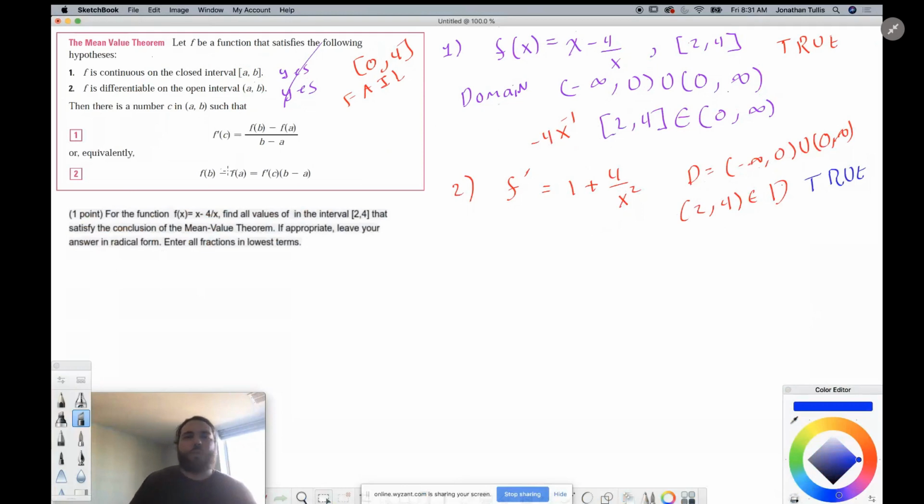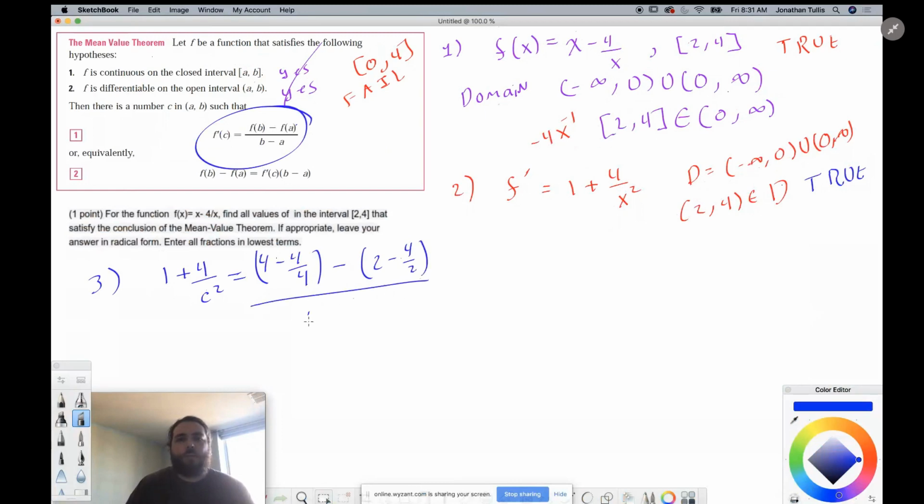So now once that's true, you follow this formula here, and just pay attention. This is the derivative, and this is the original function, and b and a are 2 and 4. So you take the derivative with a c in front of it. So part 3, you go 1 plus 4 divided by c squared is equal to f of 4, which is 4 minus 4 over 4. So that's f of 4. And then minus f of 2, which is 2 minus 4 over 2. And then we divide that by 4 minus 2. And then we solve for c.